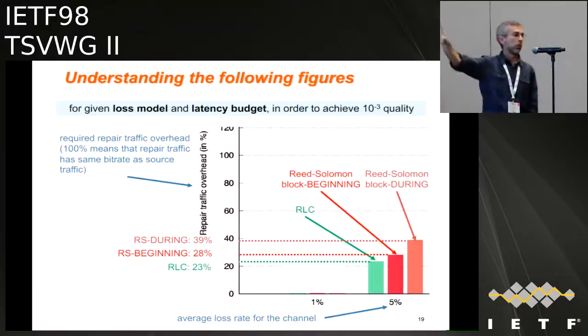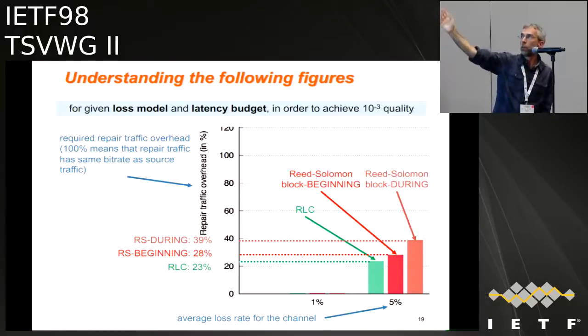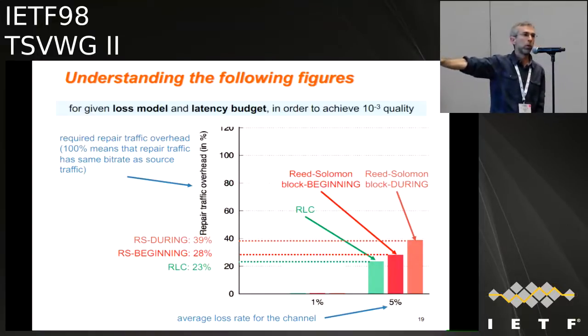Next. Last slide, and then we'll have the results. This slide is just to explain how to read those figures. We are considering a fixed loss model. We are considering a fixed latency budget, for instance, 240 milliseconds, as I said before. And we want to achieve this target quality, 10 to the power -3 residual loss max. So for a given average loss rate in the channel, we have 3 boxes. The green one is for RLC codes, and the orange and red boxes are for Reed-Solomon codes.